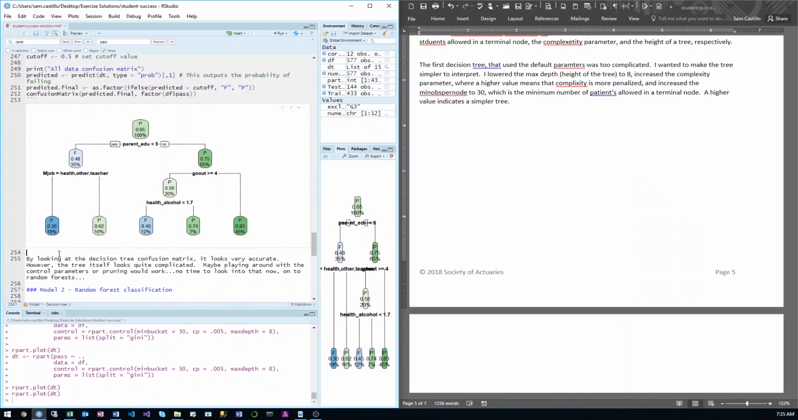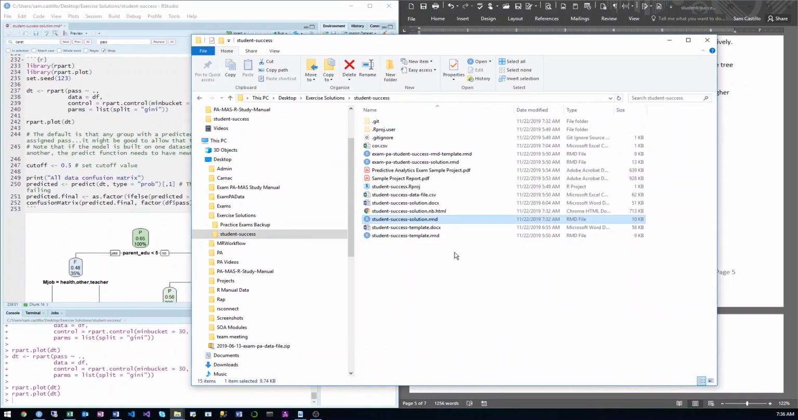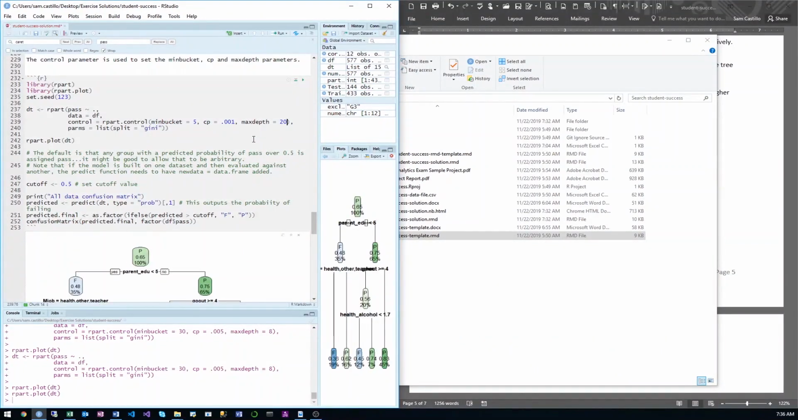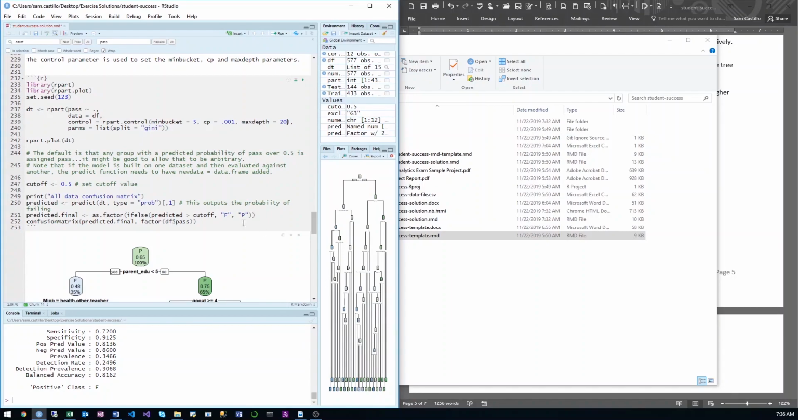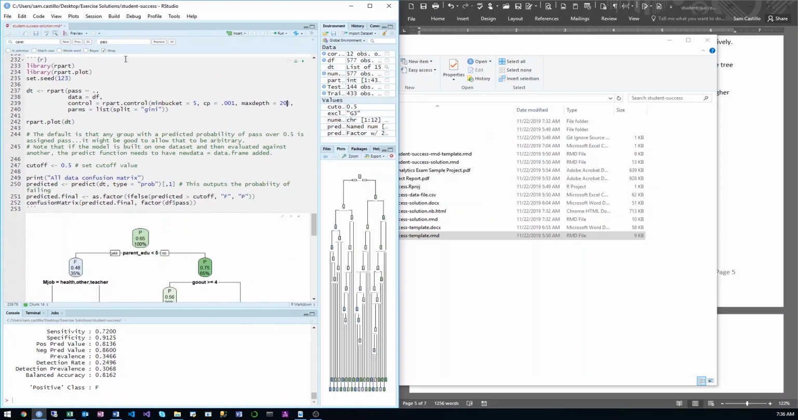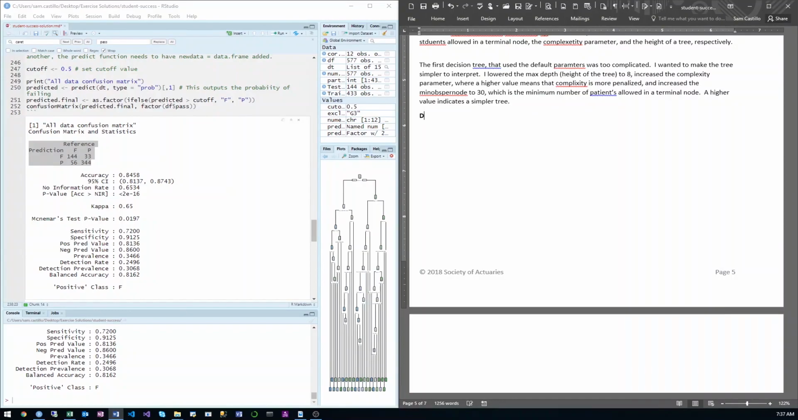I want to go back to the default. I forget what this was at originally. So I'm going to go back to the original file so that I can see what the parameters were, because I want to recreate them. So these were min bucket, max depth. Okay, so this is their tree, the really, really deep tree. And then what I want to see is just the cutoff, the confusion matrix. So here's the default. And here's after adjusting, after tuning.